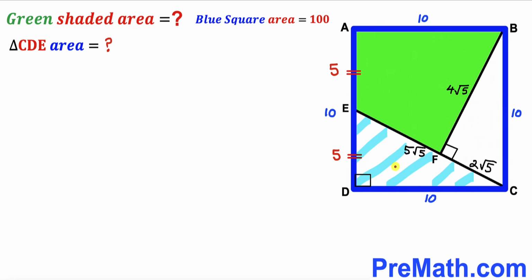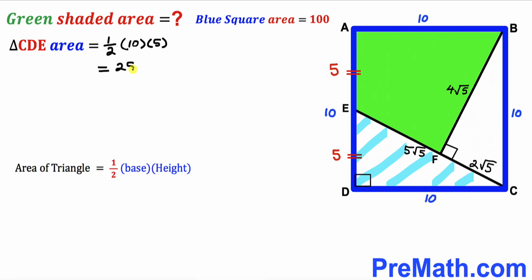Now we are going to calculate the area of this right triangle CDE. And now let's recall the area of a triangle formula. Area is always equal to a half times base times the height of the triangle. And in our case, the base of this triangle is 10, the height is 5. So therefore the area of this triangle CDE is going to be a half times 10 times 5. And if we simplify and multiply, that is going to give us 25 square units. So thus the area of this triangle CDE simply turns out to be 25 square units.